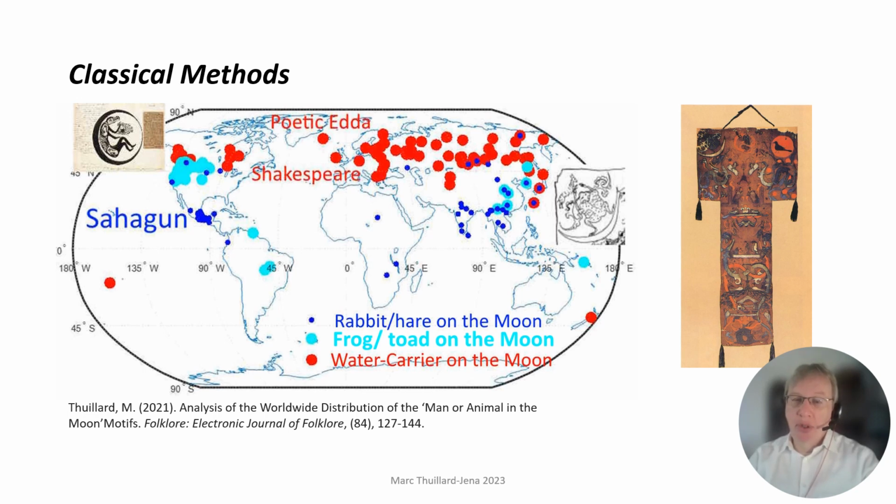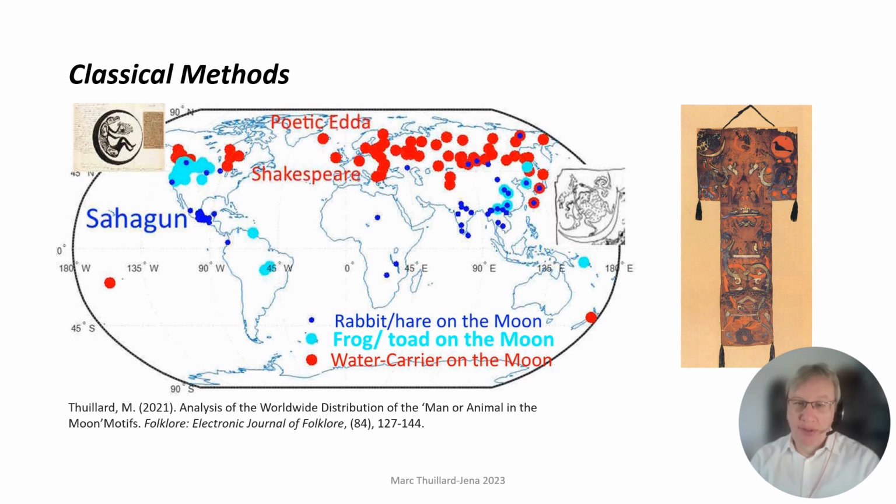In dark blue, you see instances of the rabbit on the moon that you find in some traditions. You see that you have traditions in Africa, in India, you go up to China, and there you see a first transition. You see a transition between a story about a rabbit on the moon to a frog on the moon, and they cohabitate. They are found first in the same stories. If you go further north, you see a second transition between stories in light blue about the frog to stories about the water carrier on the moon. And the water carrier is often a young lady carrying a water pail.